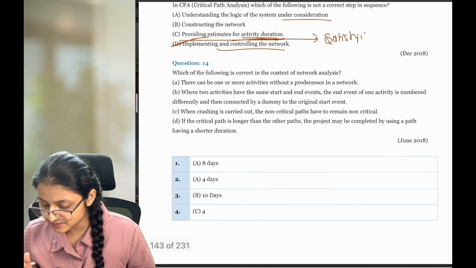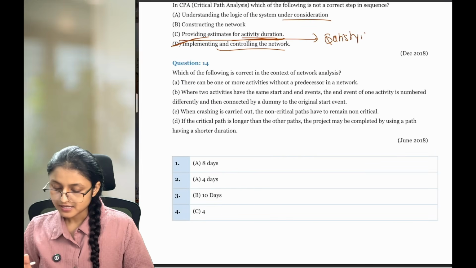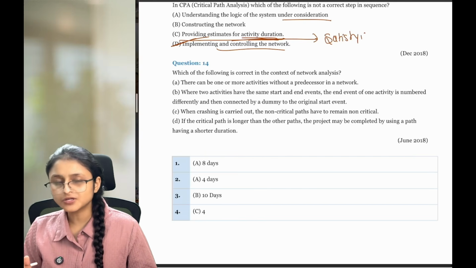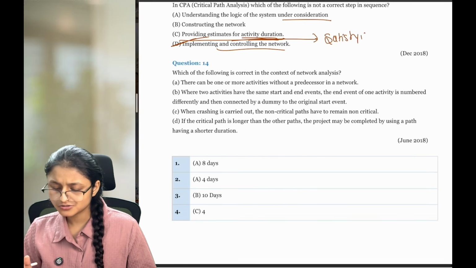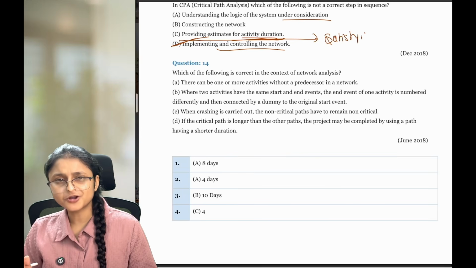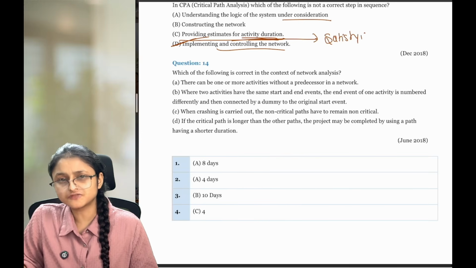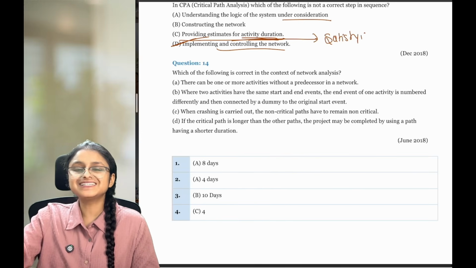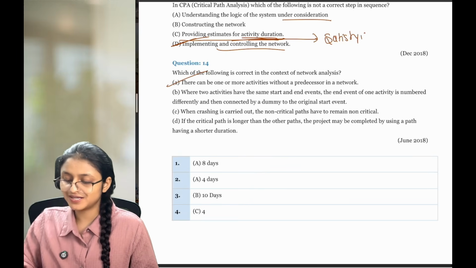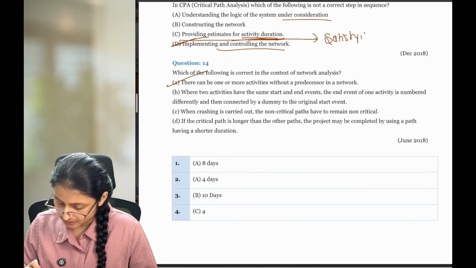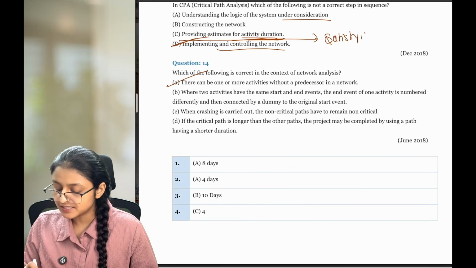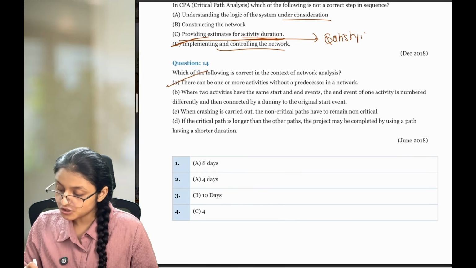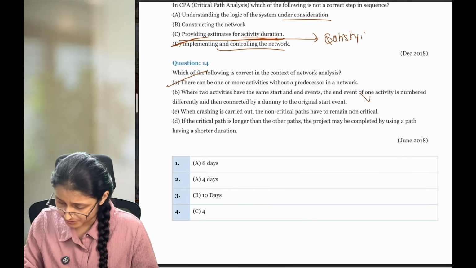Which one of the following is correct in the context of network analysis? There can be one or more activities without a predecessor in the network. This is the correct one. There can be one or more activities where there is no predecessor. A or B has no preceding activities. It can happen. So this is the correct one. Now if I see the other options: where two activities have the same start and end events, the end event of one activity is numbered differently. Answer is no, we don't do that.